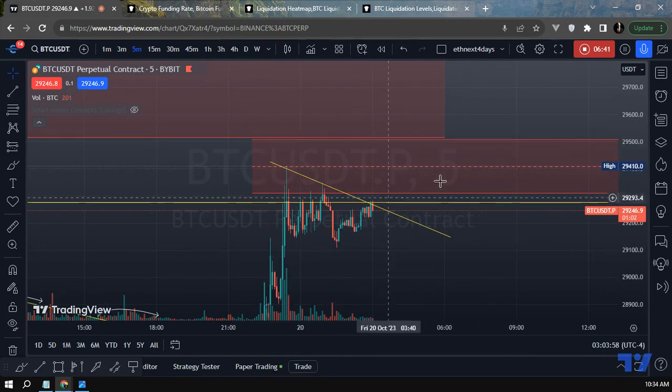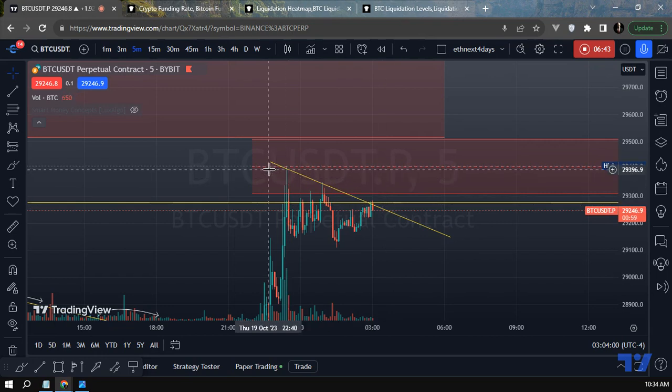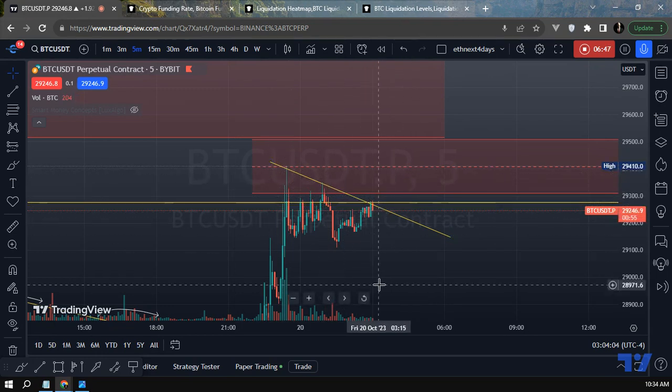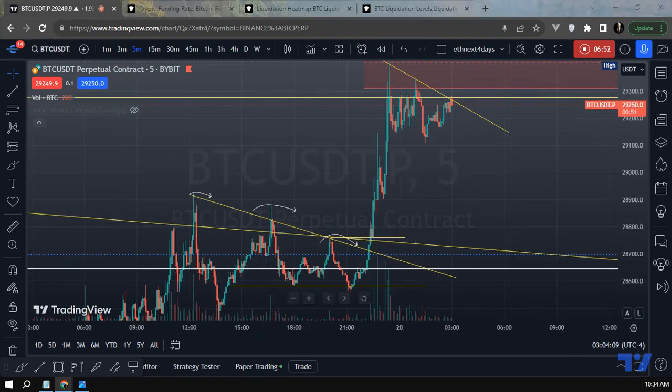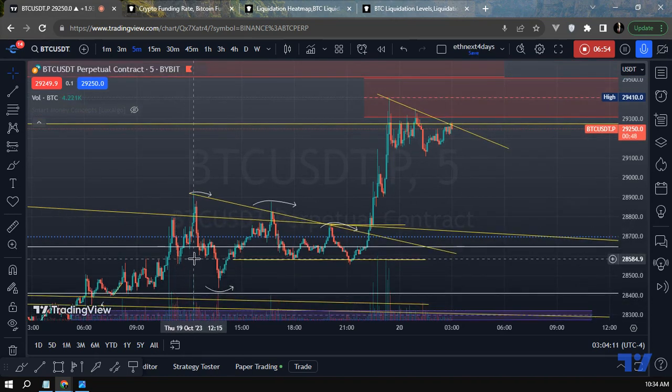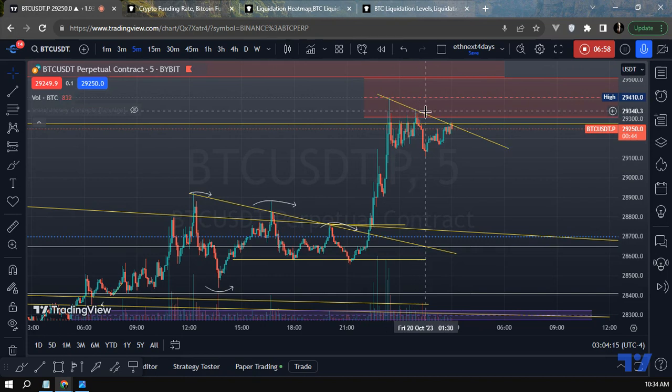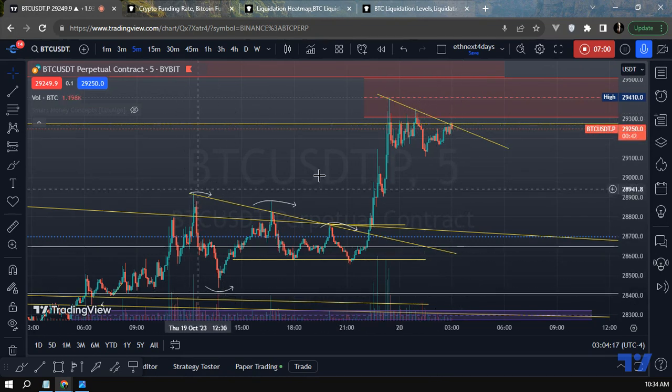Now, right now, as you can see, I drew a trend line, and this trend line is working right now. We had a couple of rejections here. Now, this rejection could essentially mean something like this. Could it mean something like this? Well, from here, we could see the pattern is the same, right? Higher high, lower high, and higher high.